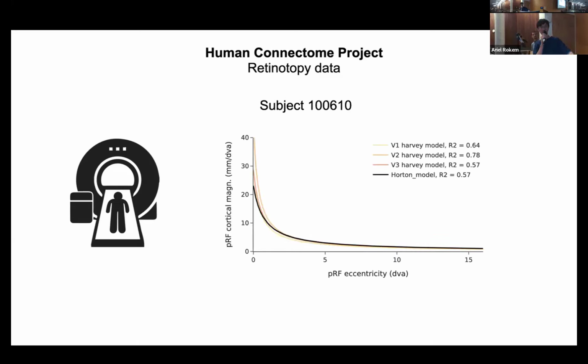Just to give you an idea of what one subject's data looks like, this is the first subject, and you'll see on the graph that the colored lines represent V1, V2, and V3 respectively, and then the black line is the Horton model, which we use as the ground truth. And there are the R squares there as well. And you'll see that actually all 3 regions fit that ground truth line quite well. But obviously this is just one subject's data, so we want to look at all of them.